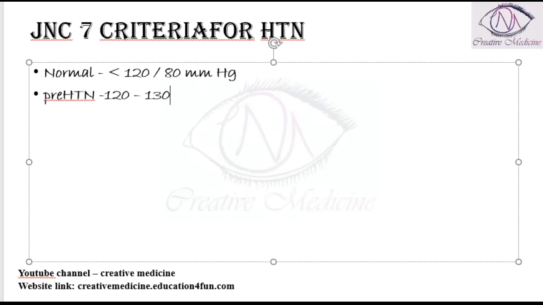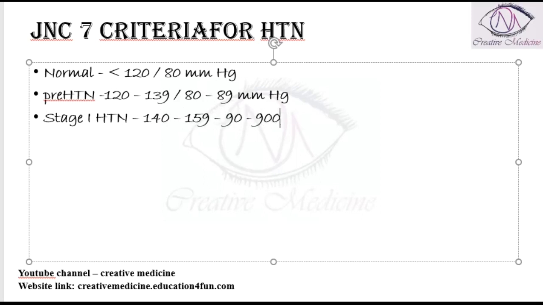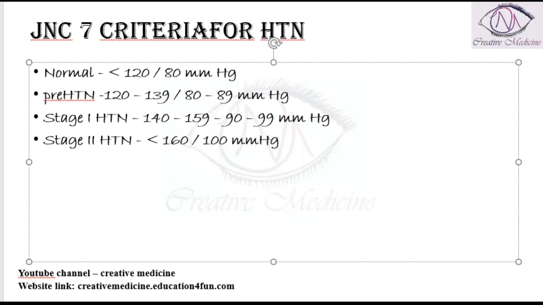120 to 139 by 80 to 89 millimeters of Hg, then we call the person as having pre-hypertension. A person is said to have stage 1 hypertension if the blood pressure is 140 to 159 by 90 to 99 millimeters of Hg. A patient is said to have stage 2 hypertension if the blood pressure is more than 160 by 100 millimeters of Hg.